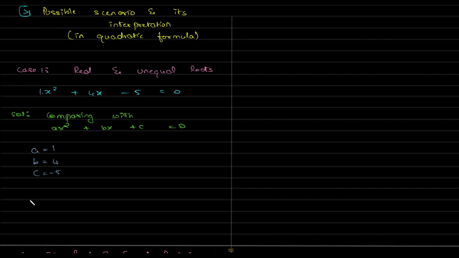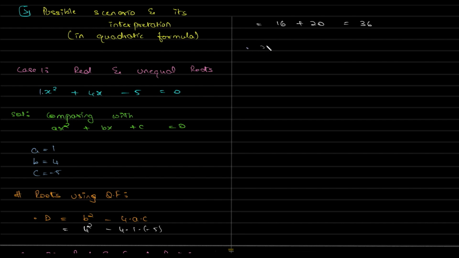So now we directly have to use the formula, and that's it. Roots using quadratic formula. So we begin with finding d, which is b square minus 4 into a into c. So this is 4 square minus 4 into 1 into minus 5. So this we are looking at 16 plus 20, which is equal to 36.